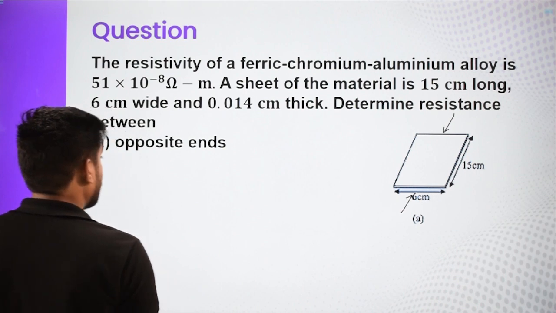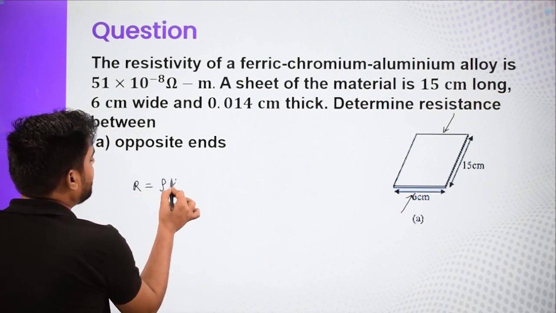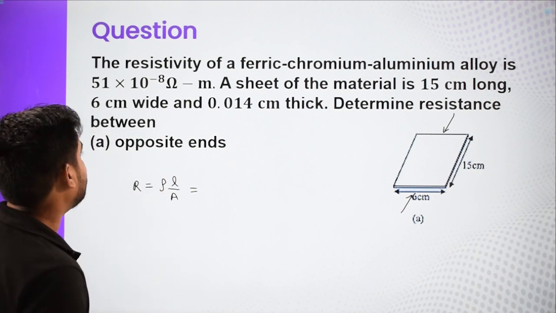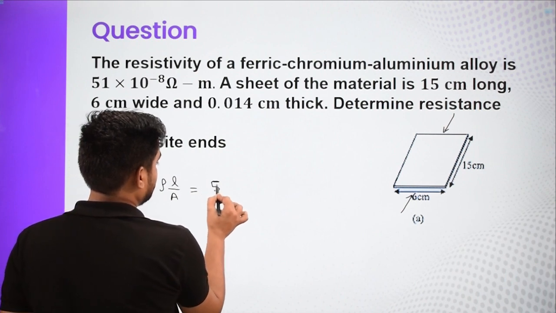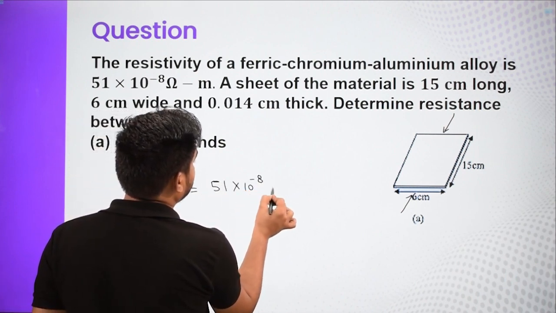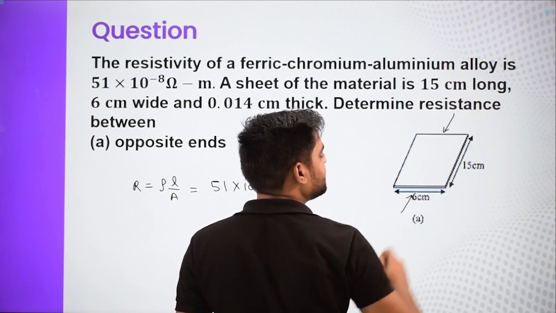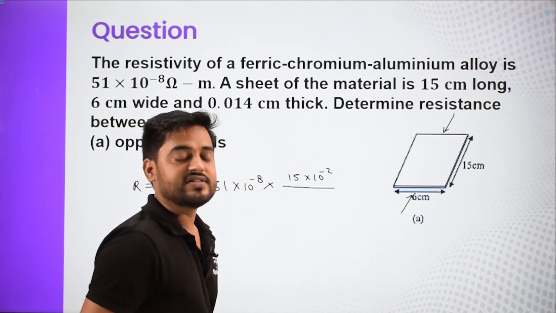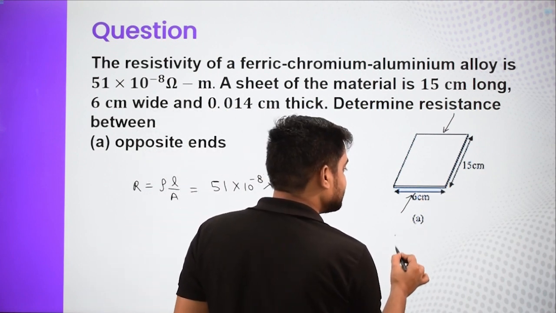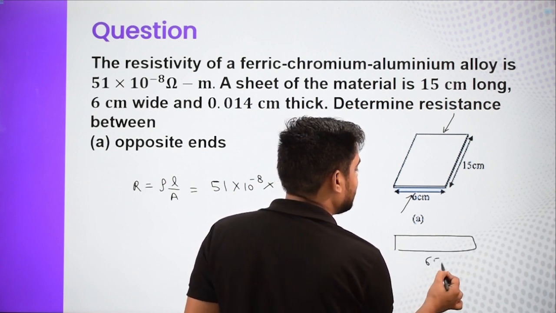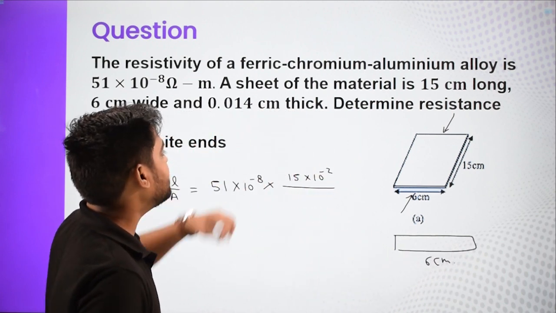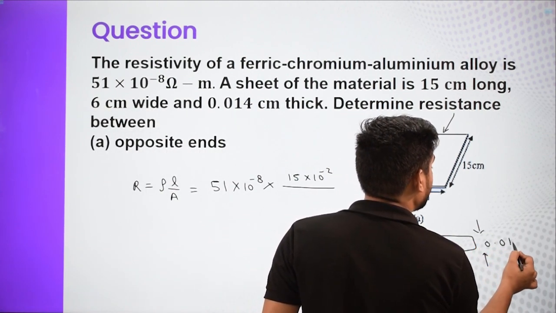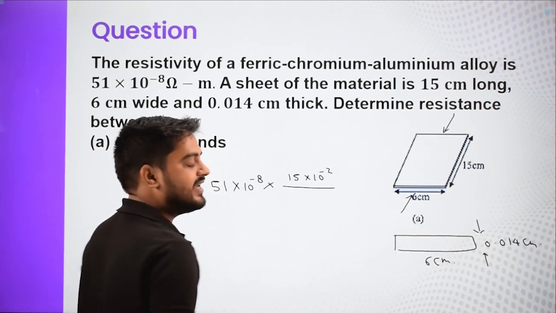Now, what is the resistance? Resistance is rho L by A. It's just that you have to be very careful about the length and area of cross section. Rho is already mentioned. So rho is 51 into 10 raised to power minus 8. The length is this length because current is flowing like that. So it is 15 centimeter. What about the area of cross section? See, when current is flowing, it is having this area of cross section. So this is 6 centimeter and the thickness is simply 0.014 centimeter. Just multiply these two and get the area.